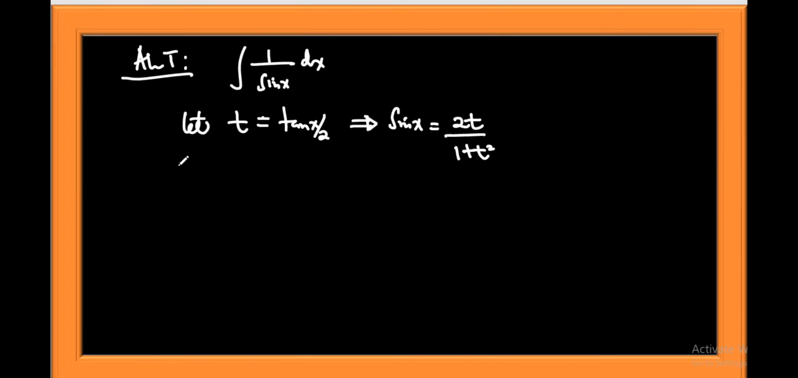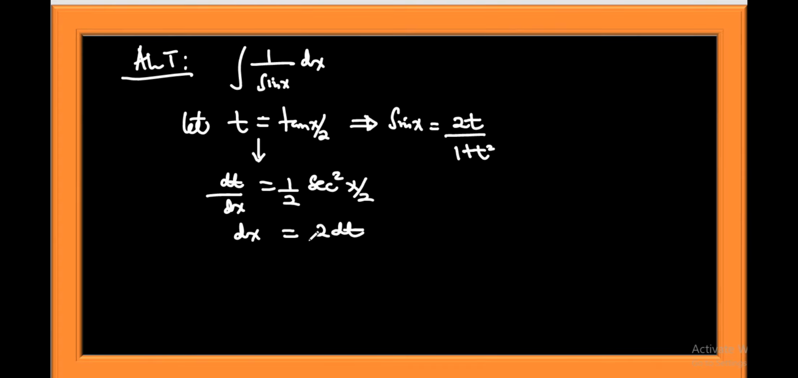And that means now I can proceed with this and differentiate to get dt by dx, which is definitely a half sec squared x/2. I showed you how to simplify this in the previous alternative. If you make dx the subject, it becomes 2 dt divided by 1 plus t squared. Now, from here, I go back and substitute.